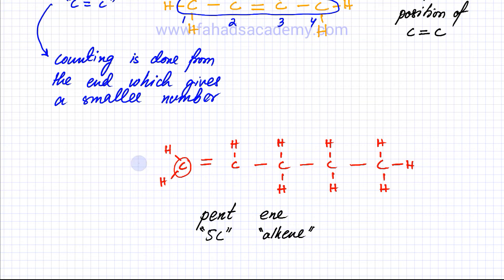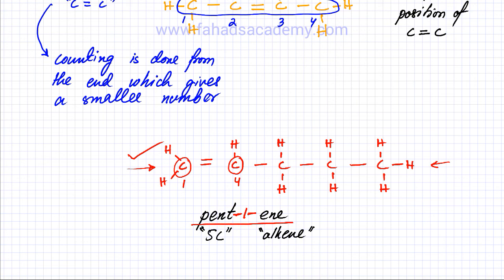So if counting is done from this side, I get that this is carbon number 1. On the other hand, if counting is done from the opposite side, then this is carbon number 1, 2, 3 and 4. So from the right hand side, I'm getting that the double bond is at carbon number 4, whereas from the left hand side, I'm getting that the double bond is at carbon number 1. And we always choose the smaller number. So we're going to count from this side. This is the correct side to do the counting. So it's pent 1-ene. So the name of the molecule is pent 1-ene, and let me underline this. So this is how you name an alkene.